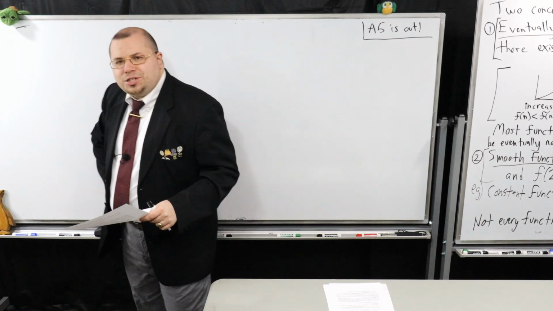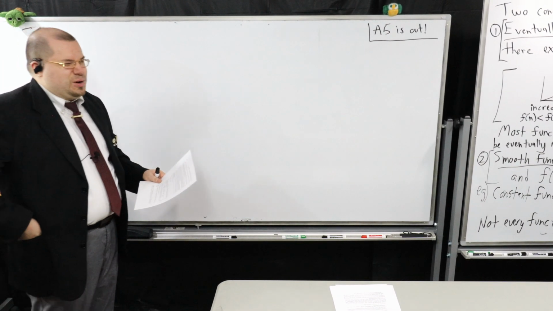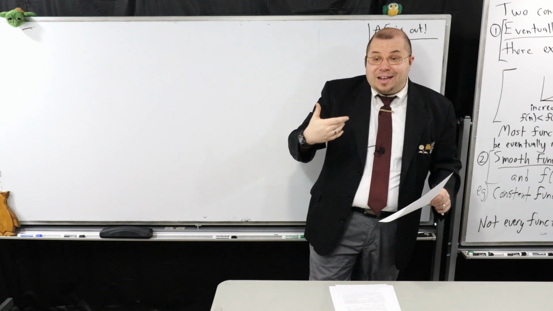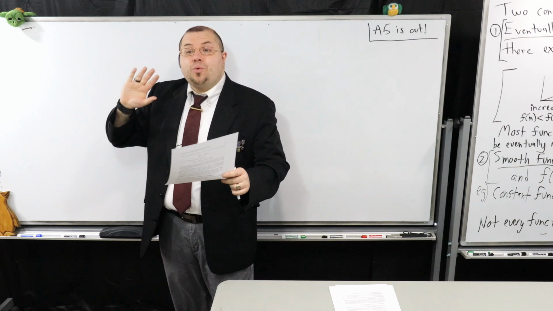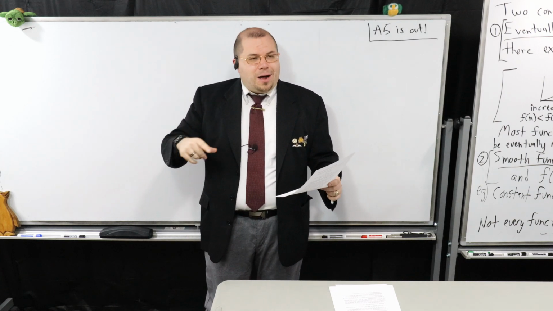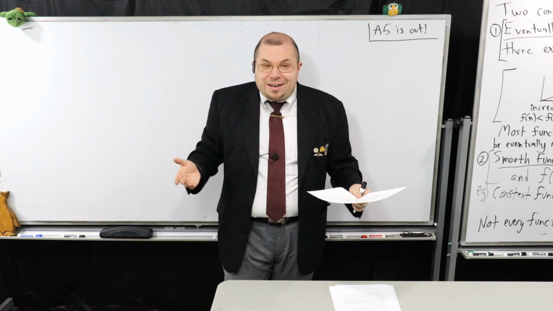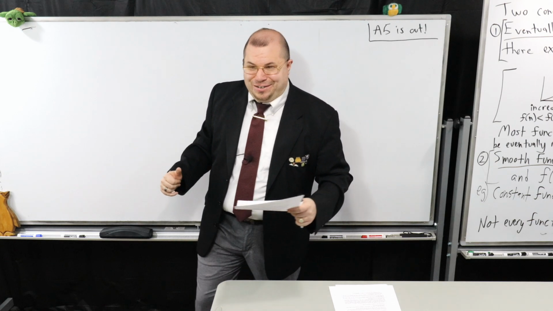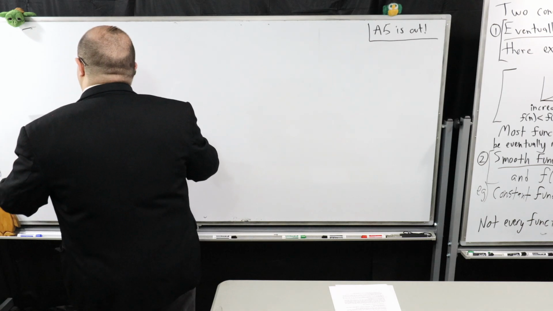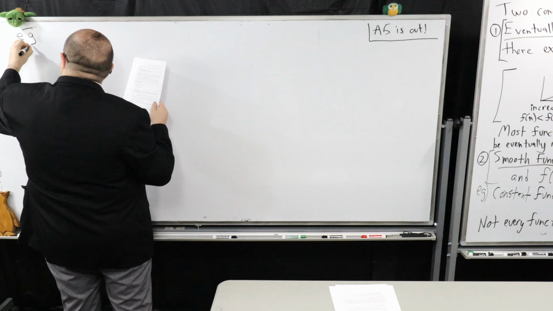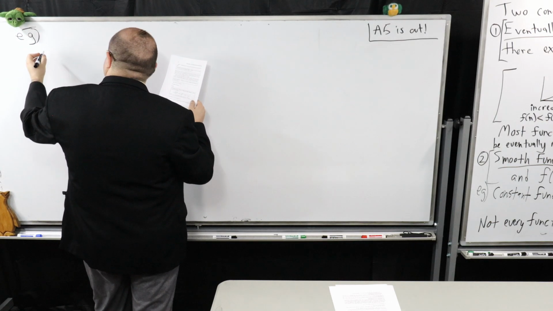I want to establish to you that log base 2 of n is smooth. Now I told you up front that it is eventually non-decreasing, so I'm not going to worry about that. The reason is that the logarithmic function is in fact an increasing function, so by definition it has to be eventually non-decreasing. So let's check this.